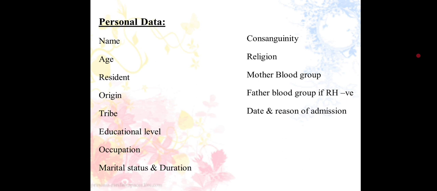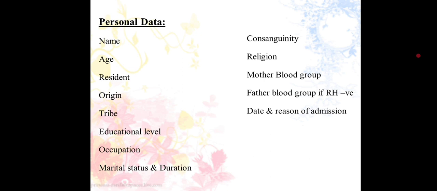Personal data, as you know: name of the mother or husband for identification, age, as age is the main risk factor for many conditions, residence, origin and tribe, education level and occupation, marital status and duration, consanguinity, religion. Ask about religion, as there are some beliefs. Religious beliefs can affect management. For example, Jehovah's Witnesses, who are members of a Christian group, do not allow blood transfusion.